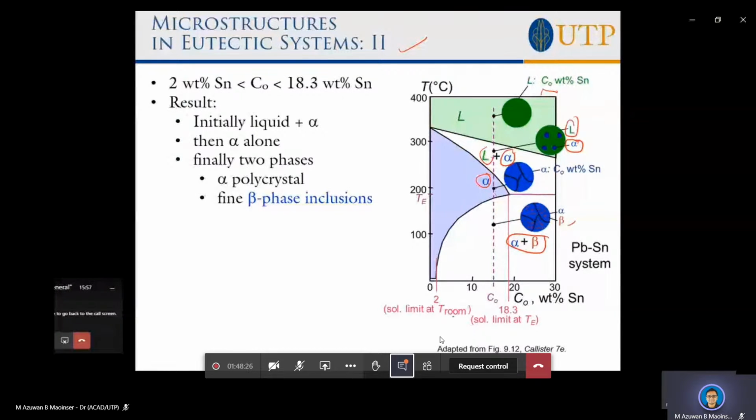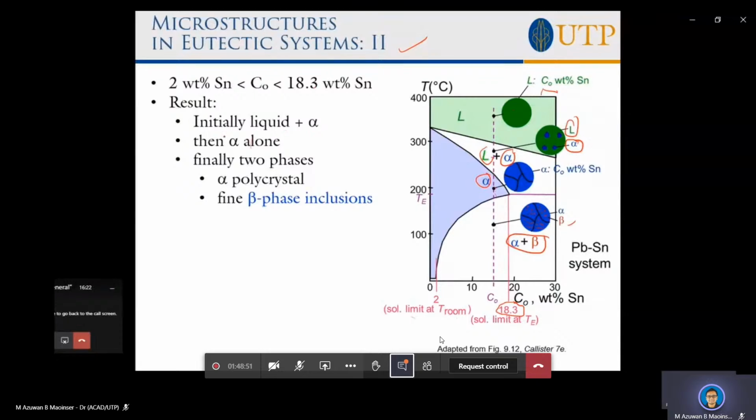Okay, so dekat sini apa dia cakap? Solid limit at T room, and this is solid limit at TE. Okay, tak apalah at this point tak ada ni. Ini solid limit maknanya how much stannum you can have in your system at TE. This is 18.3. Okay, alright. So that is your second system.